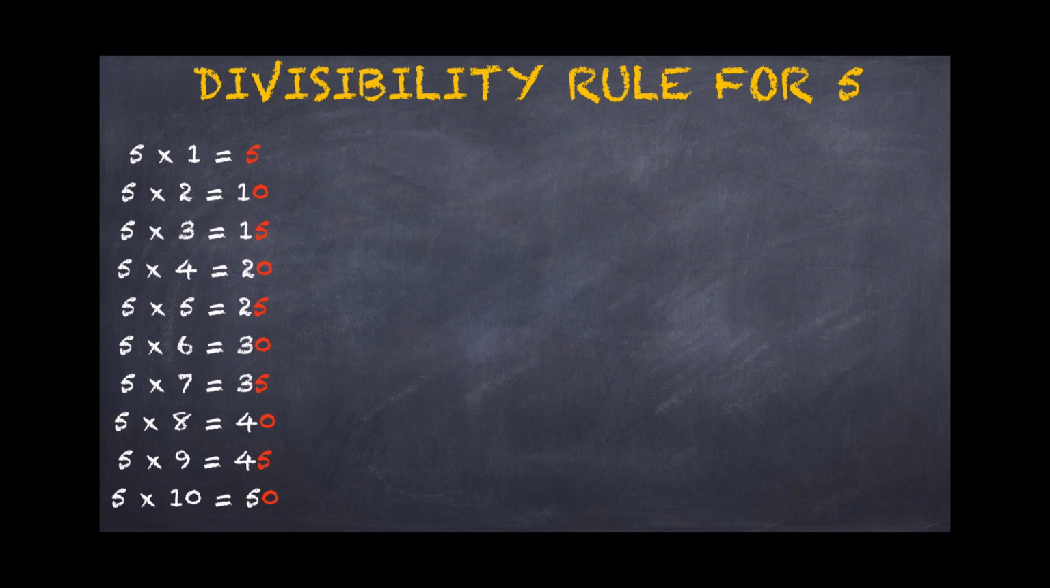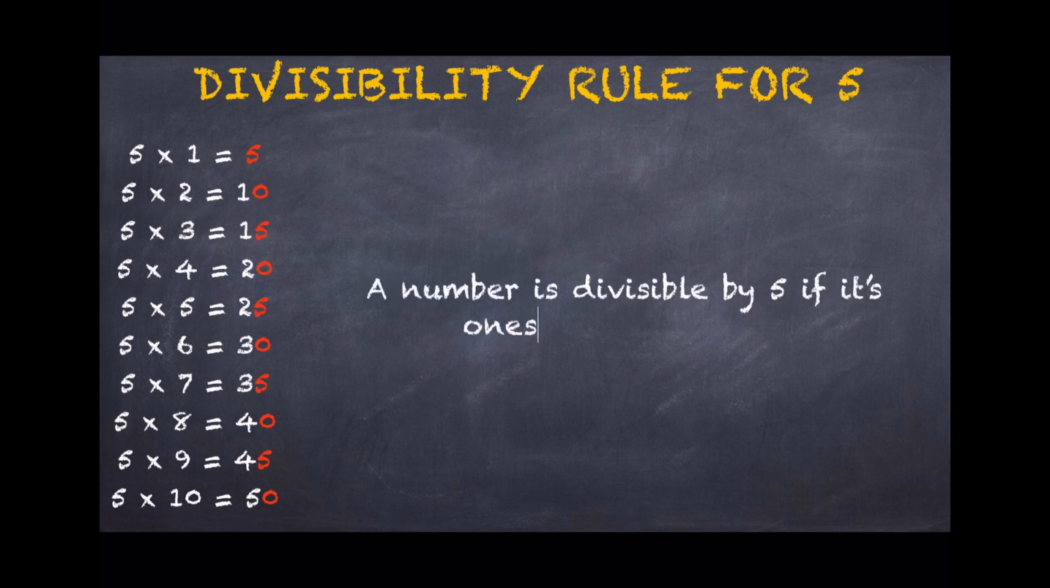This itself is the divisibility rule for 5, which tells us that a number is divisible by 5 if its ones digit is 0 or 5. So, if I have a number ending with any other digit apart from 0 or 5, then it wouldn't be divisible by 5.